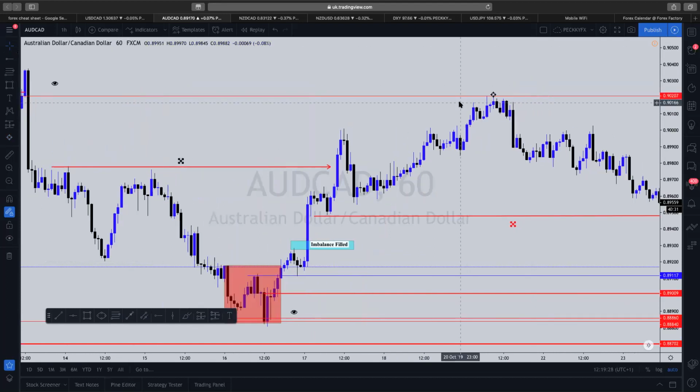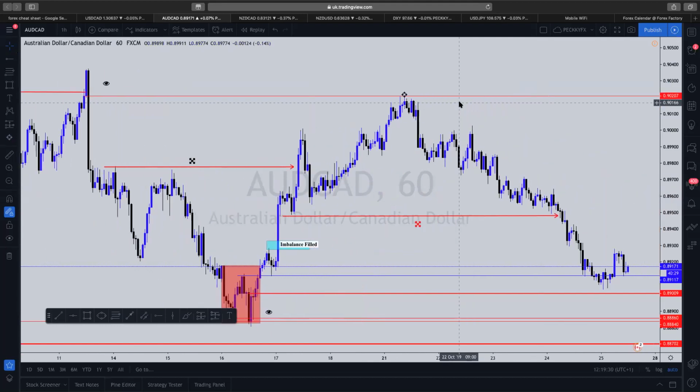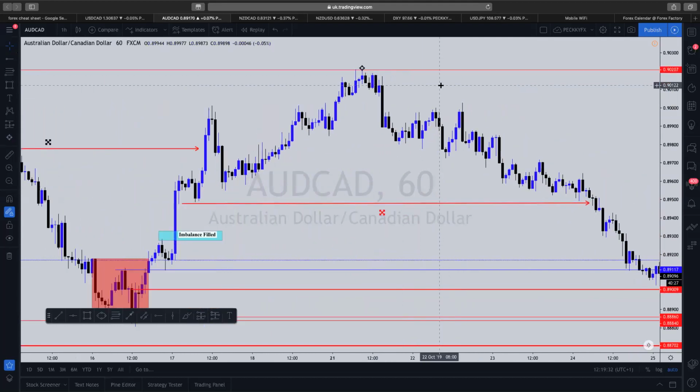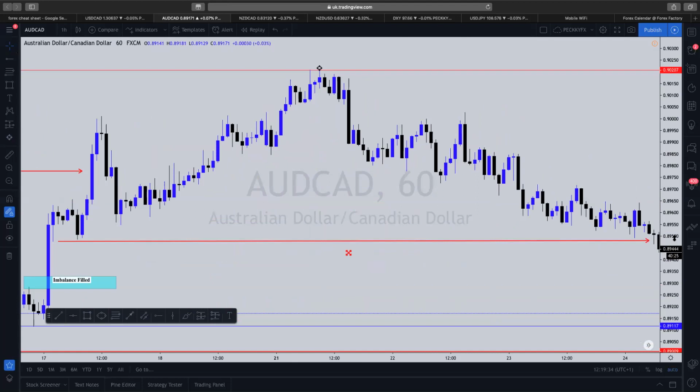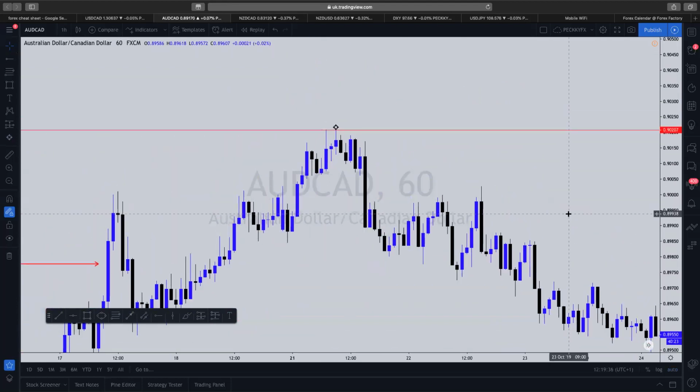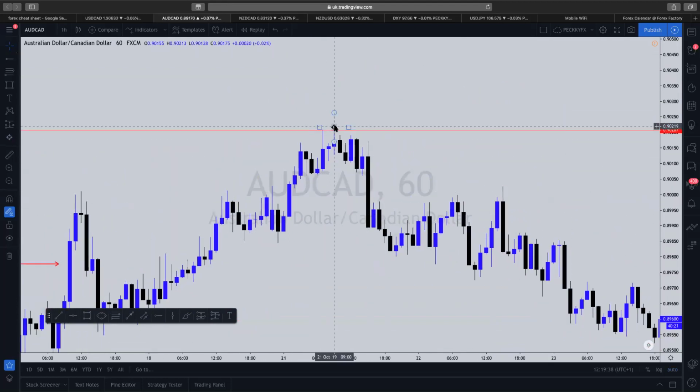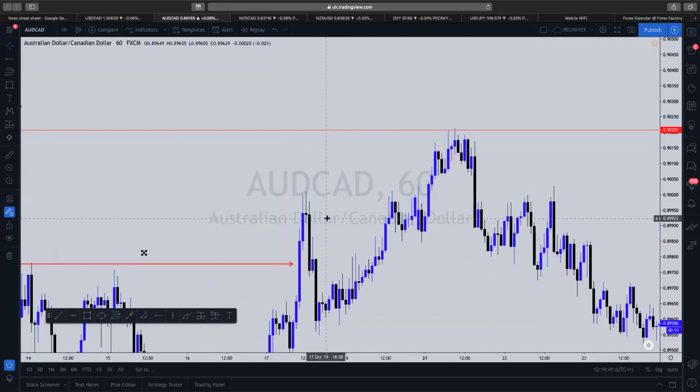Okay, you can see that. You can see the entry here. You can see the line. You can see how price just came there and did what? Rejected. You can see the entry. You can see how accurate. So this is how you get your sniper entry.